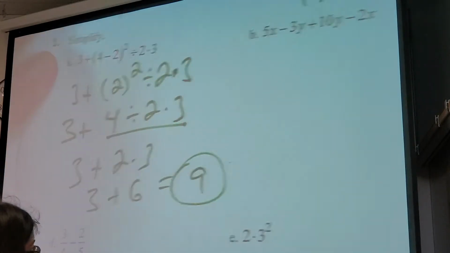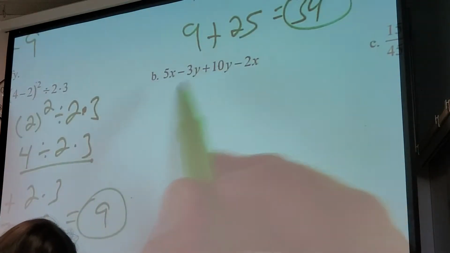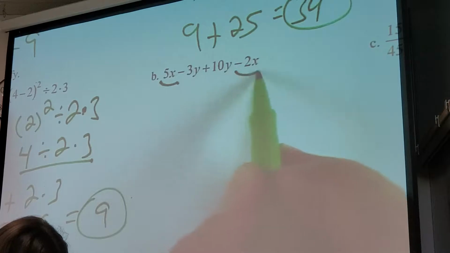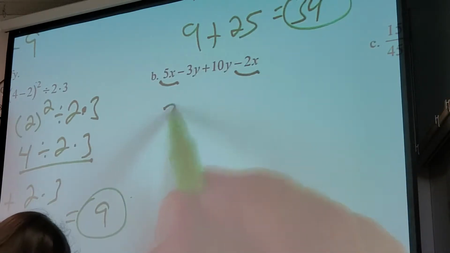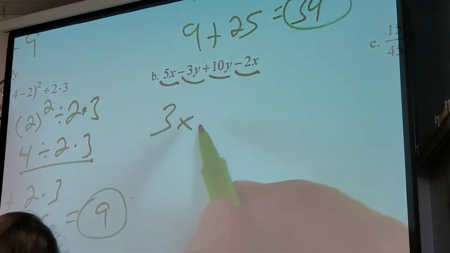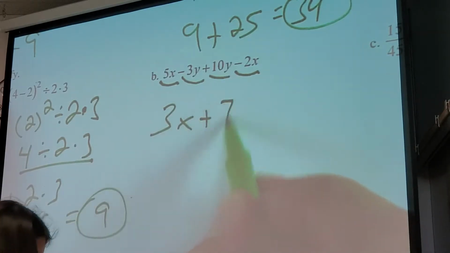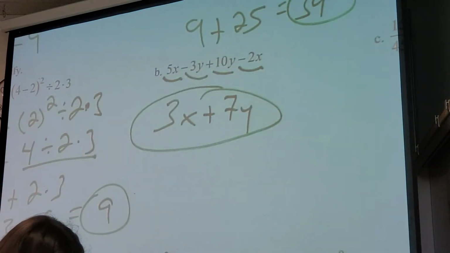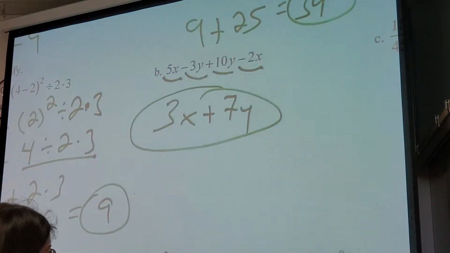So here, what's like terms? X. You have 5x minus 2x. 3x. I got 3x's. I got negative 3y's and 10y's. I got 7y's. Done. That can't become 10xy or something. I don't have any xy's.